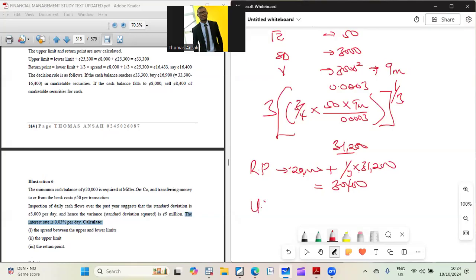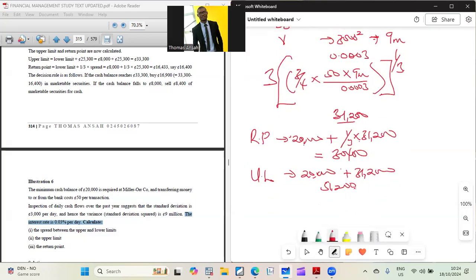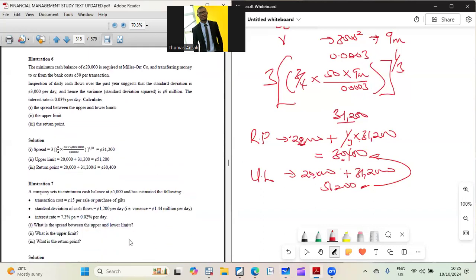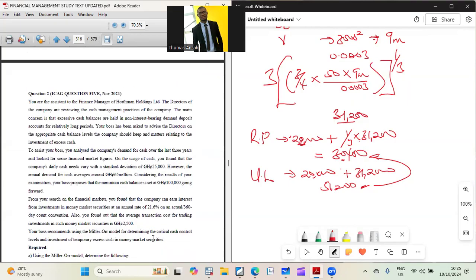Then what is my upper limit? It is 20,000 plus the spread that I had before, 31,200. And that is 51,200. So it means that if my cash flow is here, I can spend some out to be able to get here. My cash flow is here. I need to sell more, 10,400, to be able to get here. That is all the explanation needed for that. All right. Okay, so that is that. So I'm going to leave this one for you. Do it.